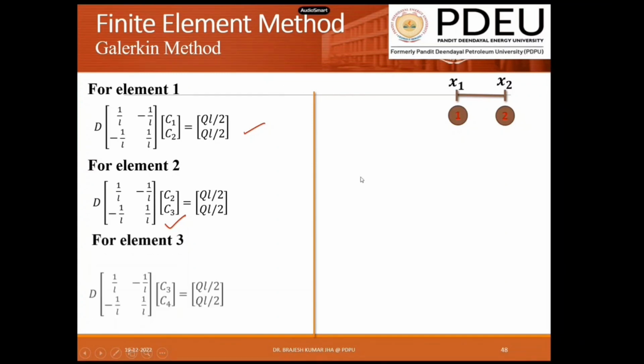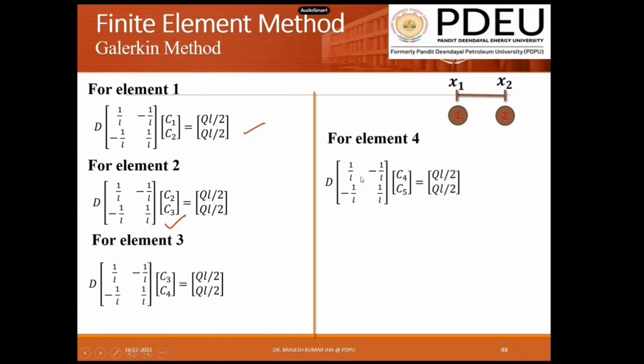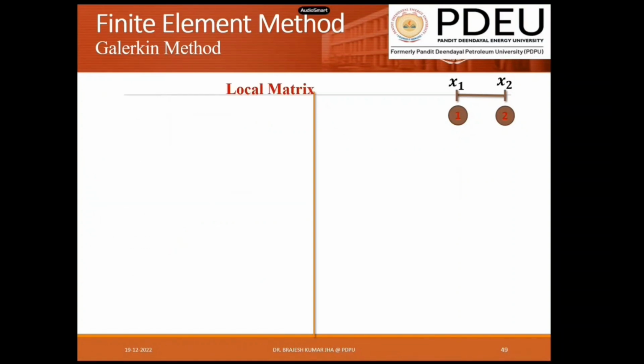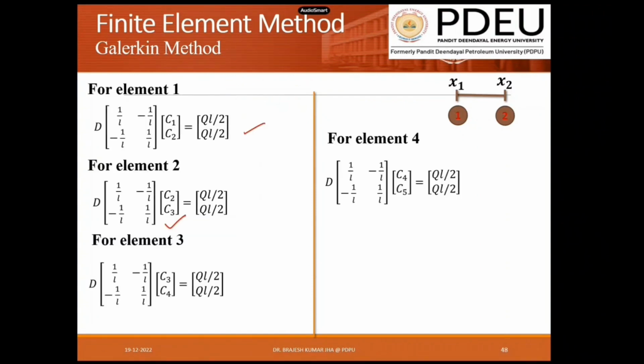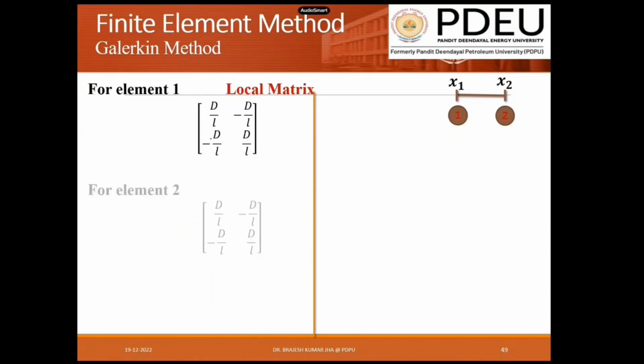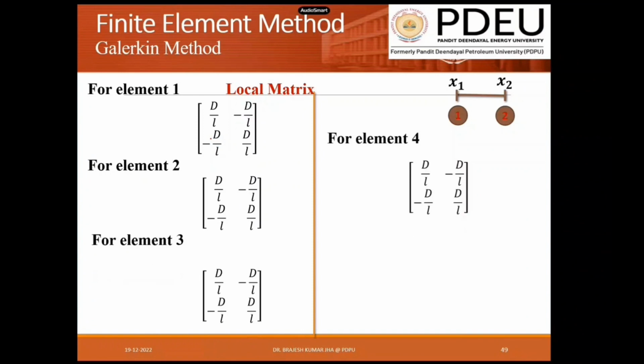Okay. Same way, you can go for the element 3 and 4. So in this way, we will have the element information for each and every element. Now, the next term is what? Assembly. So the local matrix can be defined here. So you can see D is multiplied by each and every term. So what we see, for every element, we will have the coefficient matrix in such a way. Now the next is we have to assemble all the local matrices and we have to frame the global matrices.